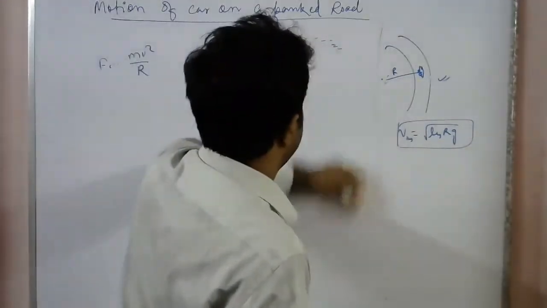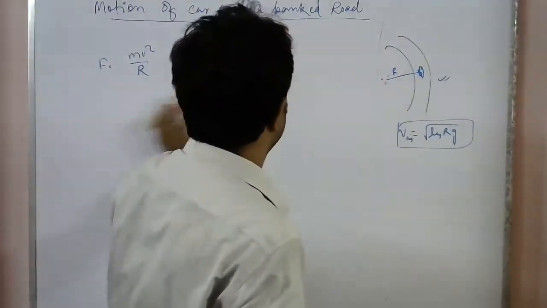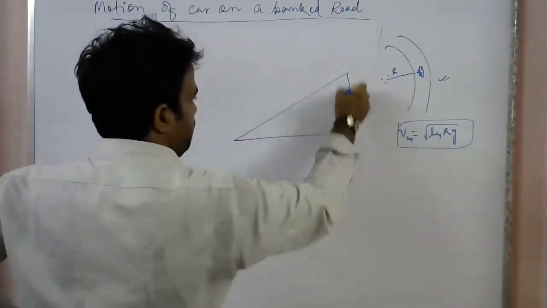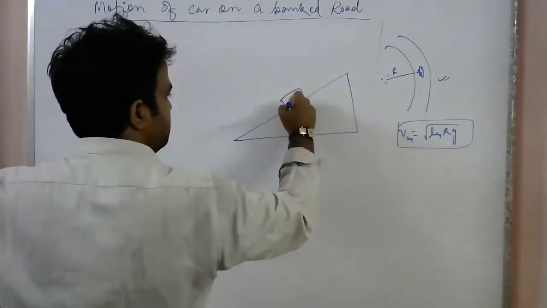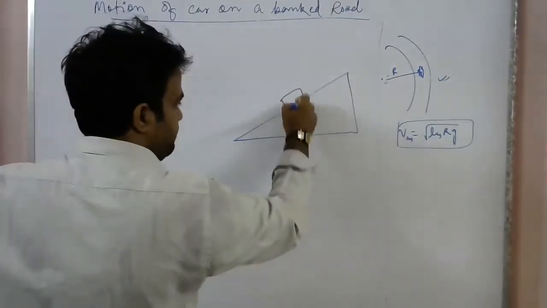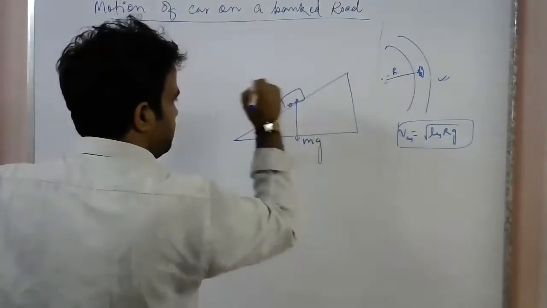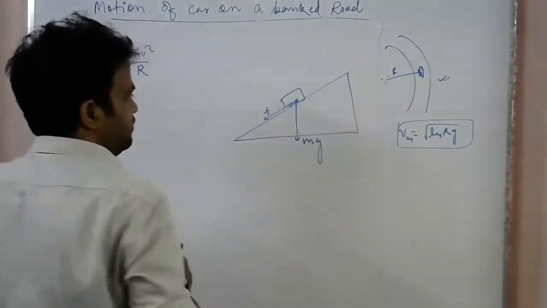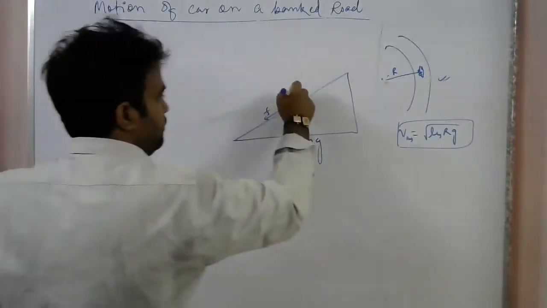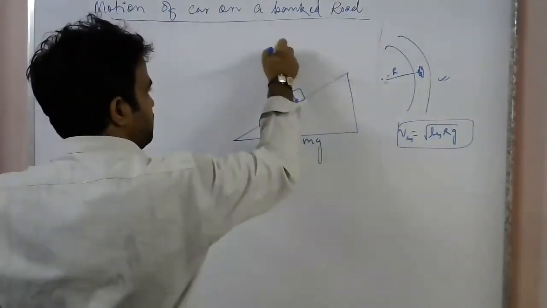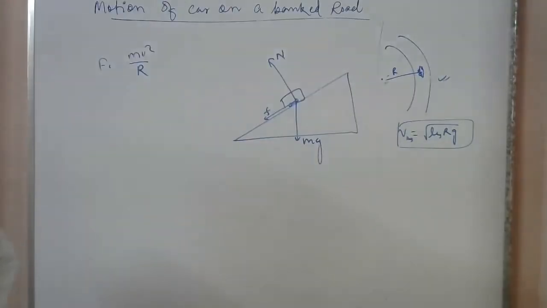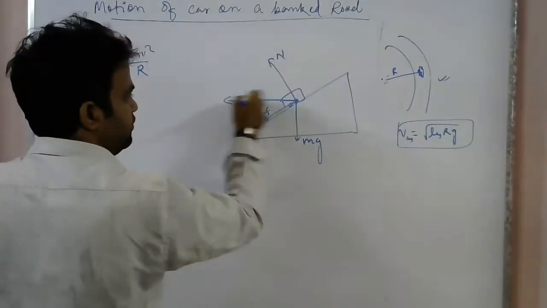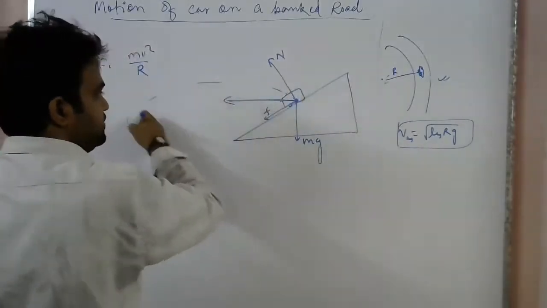Let me draw it clearly for you. So this is your inclined plane on which the car is. Okay. So mg will be downward, friction is along the surface. Okay. Now normal is always perpendicular to the surface. Now this is the direction the car will move.